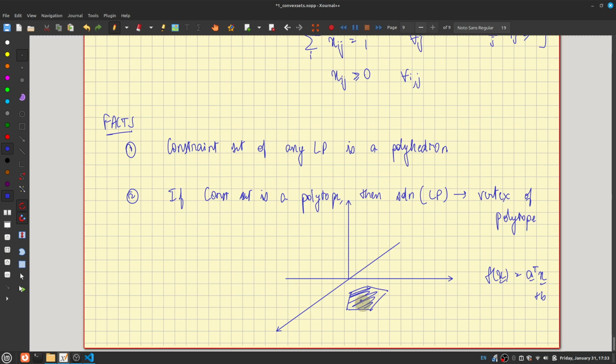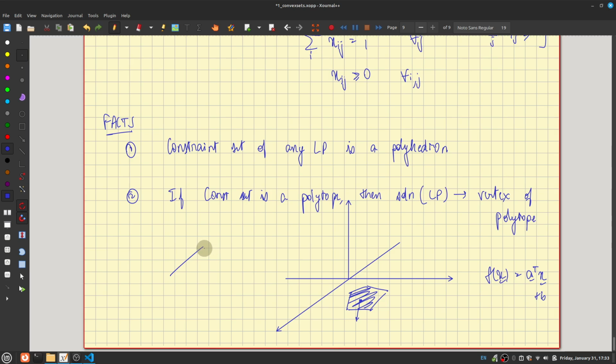Again, this is something that requires you to think about a little bit. You keep moving in any direction, you will hit an edge, correct? So either the edge can be perpendicular to the direction of the gradient, or it could be slightly at an angle. If it is at an angle, then you can move further. So the function value keeps increasing until you hit a vertex.